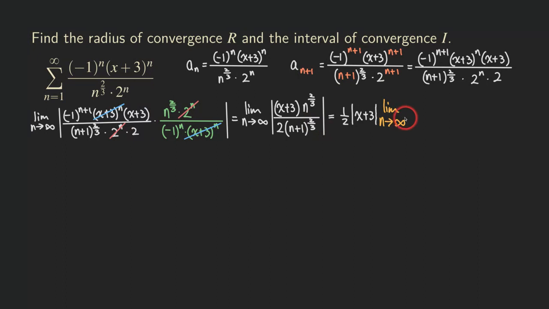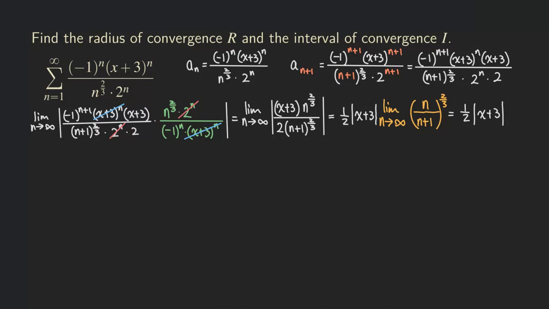Because they have the same exponent, we can just put them as n over n plus 1, the whole thing raised to the 2 over 3 power. When n is approaching infinity, the stuff inside the parentheses is approaching 1, and 1 raised to that 2 over 3 power, the limit is still just 1. So we have that expression, which is just 1/2 times x plus 3, and then times the 1. So that's just that expression that we have.